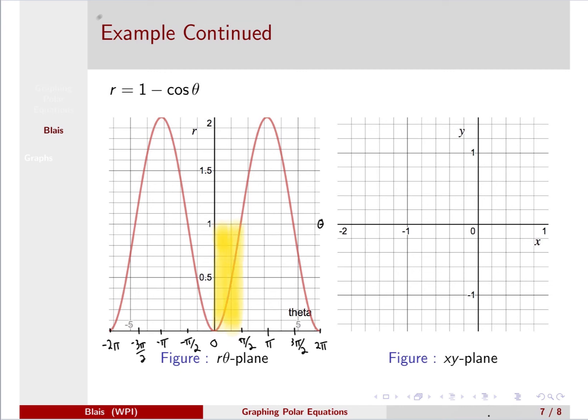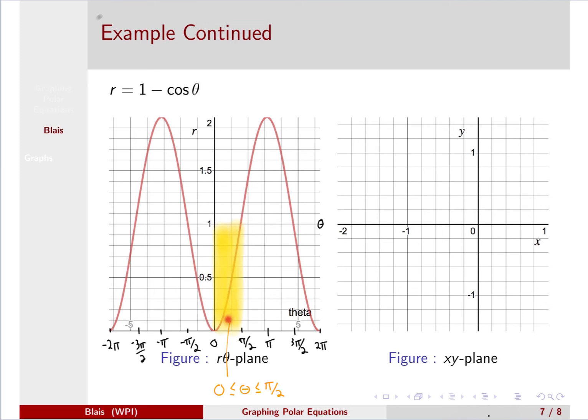So here we have theta ranging between 0 and pi over 2. And let's think about what it means as we increase theta, right? This is the theta axis here. As we increase theta from 0 to pi over 2, r starts at 0 and increases to 1.